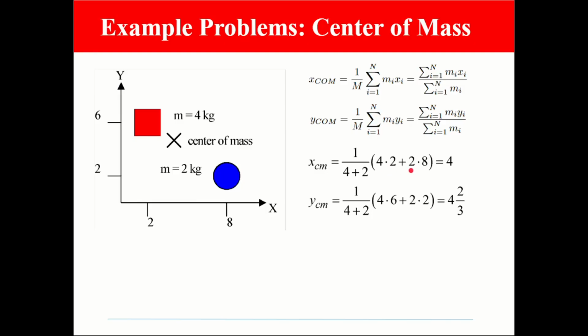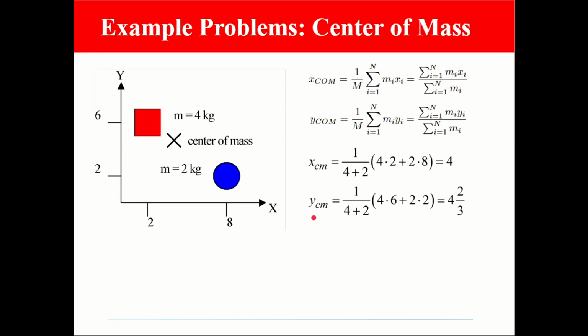And then, if you take a look at the blue mass, you get 2 kilograms here. So go over here, find your distance from the origin to the point on the x-axis where your blue mass is located. That is going to be 8. And then you get 2 times 8. Do the math out, and you'll get 4.